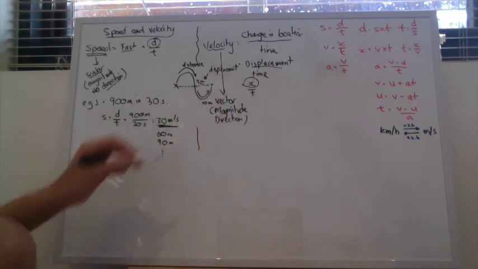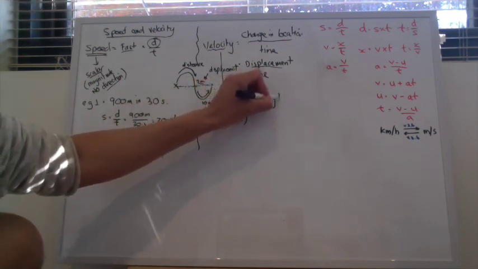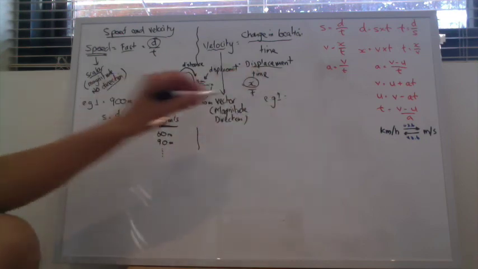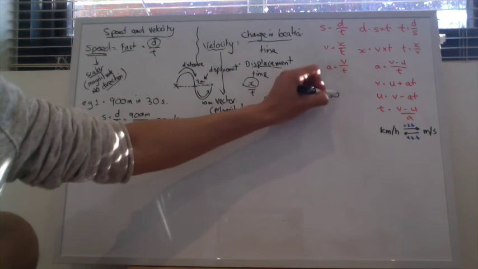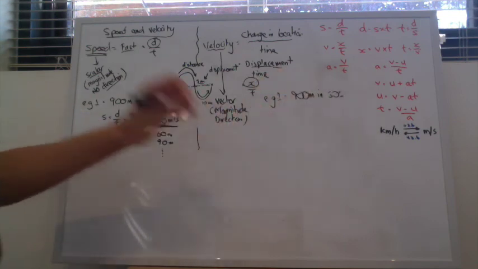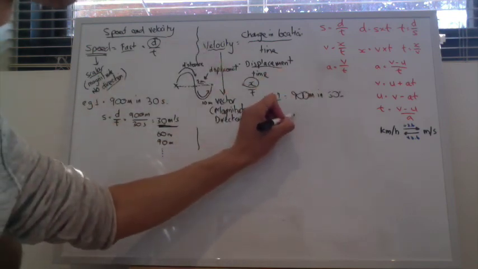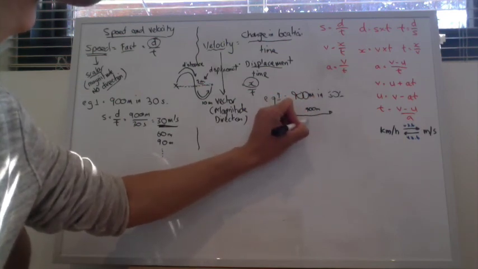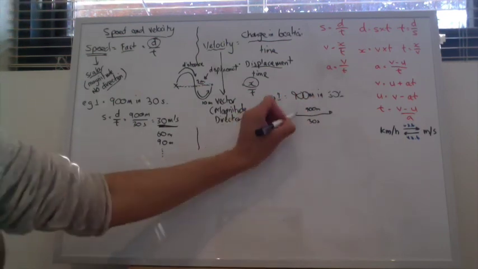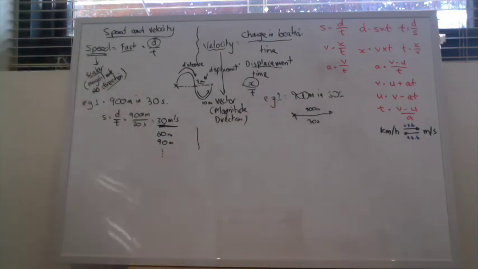So if I give you an example, let's go with the same example: 900 meters in 30 seconds. And this time, if I was to show you, let's say the object went 900 meters this way in 30 seconds, 900 meters in 30 seconds from its original location, I can then work it out.